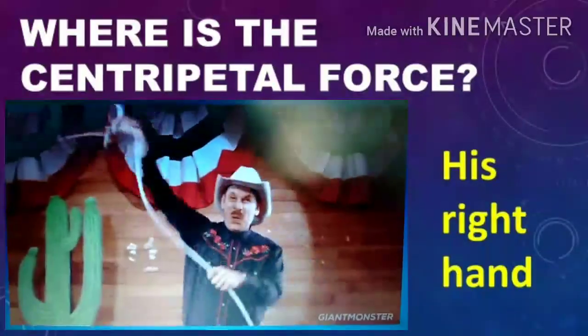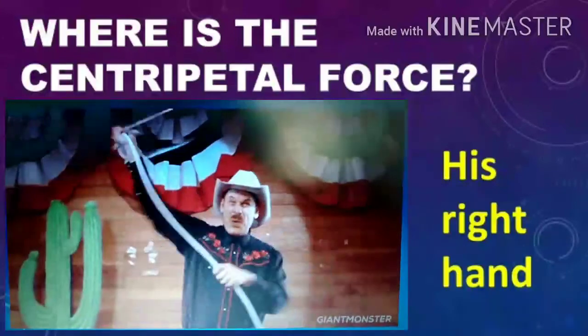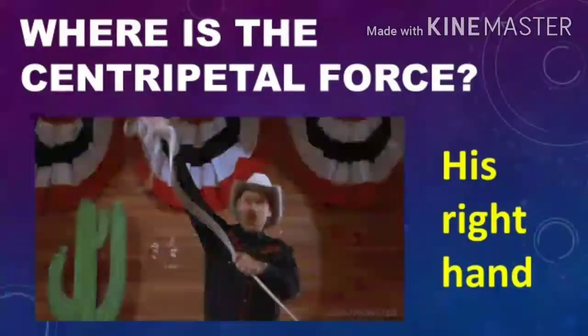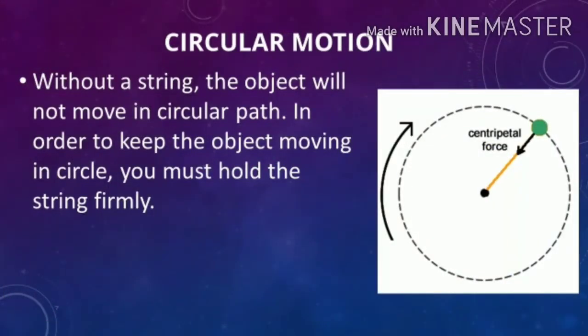Without him, moving the string will not move in a circular direction. In a circular motion, without a string, the object will not move in a circular path. In order to keep the object moving in a circle, you must hold the string firmly. In the picture, the dot at the center is your centripetal force. The yellow line is the string, while the green circle is the object attached to the string.